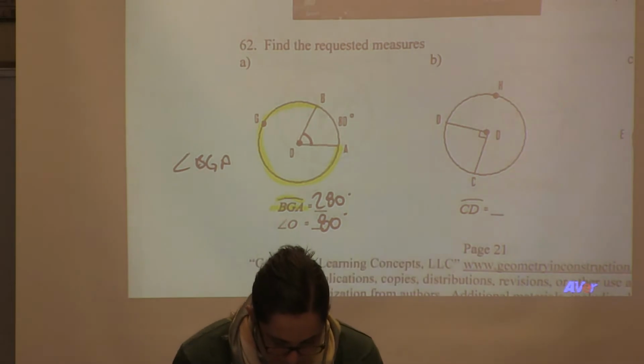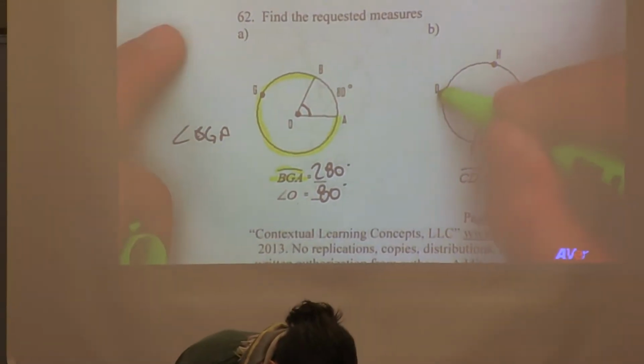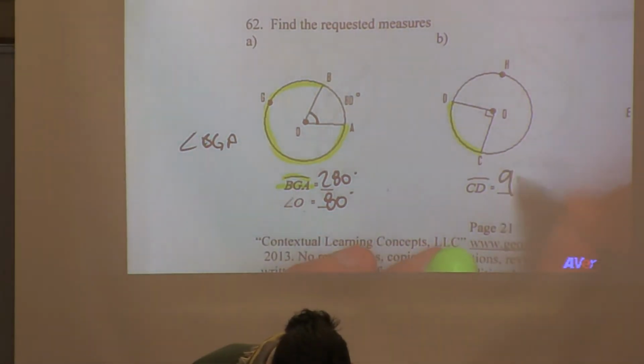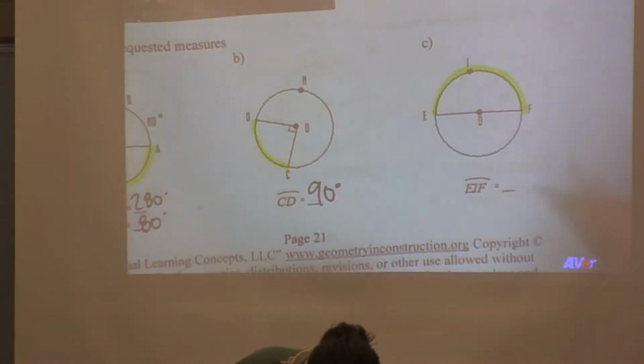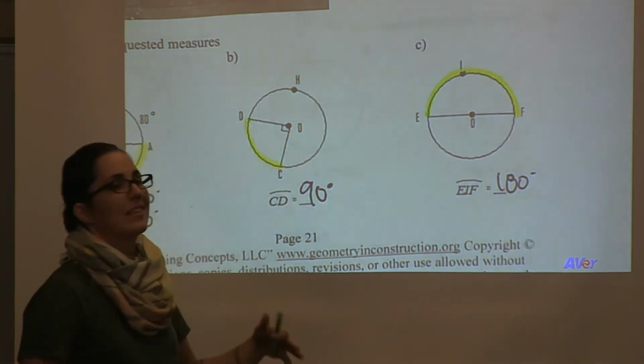The other thing. Again, this is 90 right here. So what's CD? 90. Ethan's got it. The rest of you? 90 degrees, right? Fairly straightforward. And I can in fact go one more. What's EIF? Beautiful. Now, we talked about this idea that the central angle and the arc length are the same.